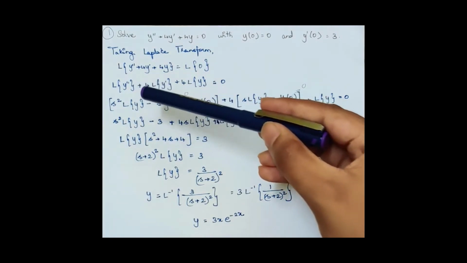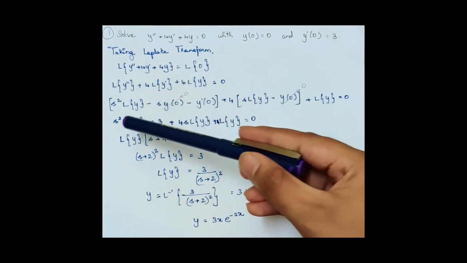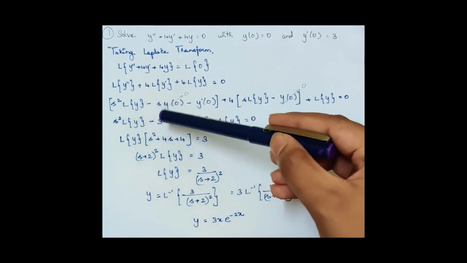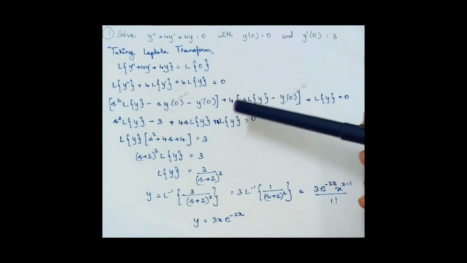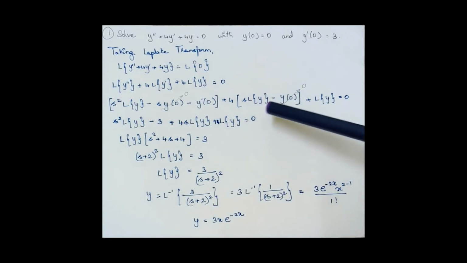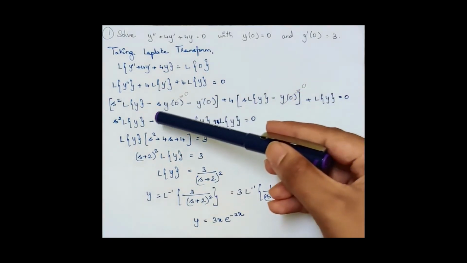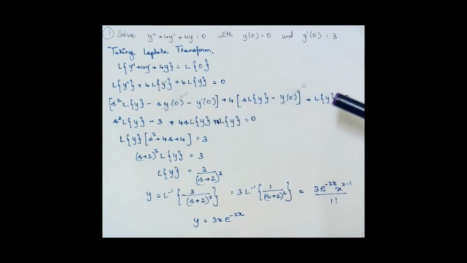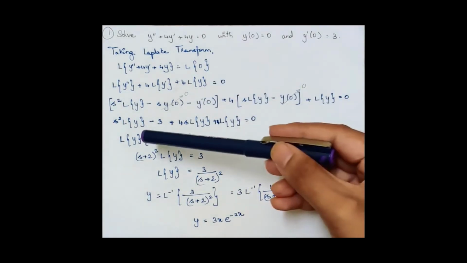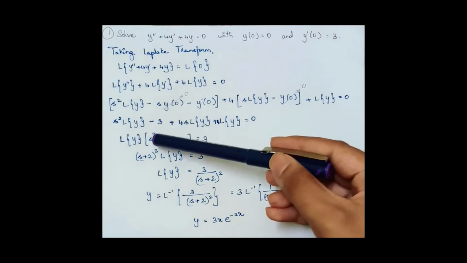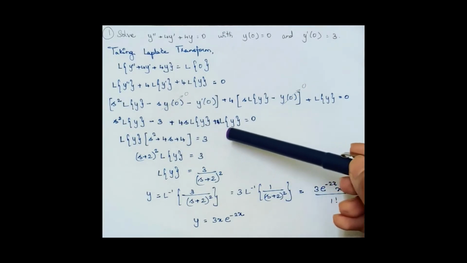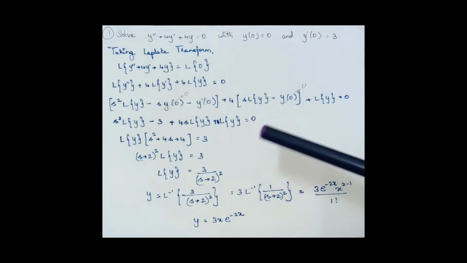Now on applying the Laplace transform for derivatives, we obtain s squared Laplace transform of y minus s y of 0 minus y dash of 0 as the Laplace transform for y double dash, plus 4 into s Laplace transform of y minus y of 0 for 4 Laplace transform of y dash, and 4 into Laplace transform of y is equal to 0. Applying these conditions: s squared Laplace transform of y minus 3, plus 4s Laplace transform of y, plus 4 Laplace transform of y is equal to 0.